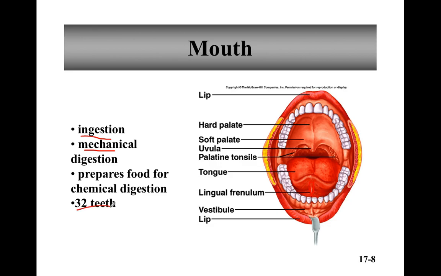Sure. And then 32 teeth, okay? 20 when you're a little kiddo, 32 when you're an adult, 28 if you take away the 4 wisdom teeth, and that's a pretty okay count for that.